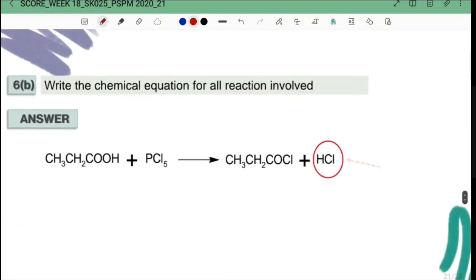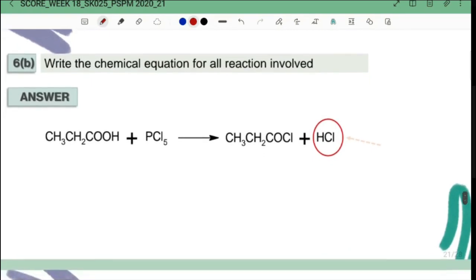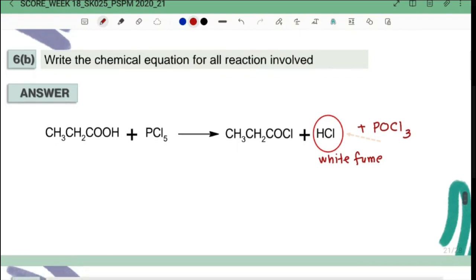And then write the chemical equation for all reaction involved. So of course lah hydrochloric acid sajalah. For the carboxylic acid je lah. Okay, propanoic acid reacts with PCl5 to produce the propanoyl chloride and HCl. So this is the white fume. Okay, sebenarnya kita ada apa lagi? Plus POCl3. Kan, using the PCl5, we produce the propanoyl chloride, POCl3 and HCl. Okay, 1 mark.